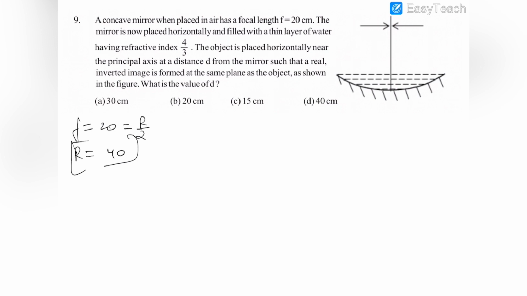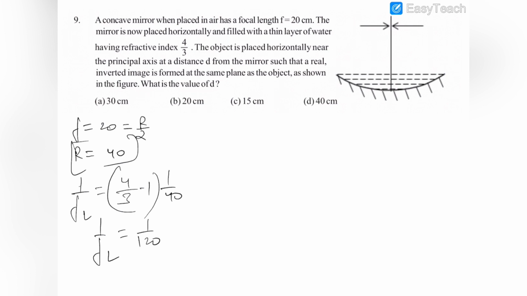So we can see that this system will still behave like a mirror, and the lens which is formed due to water will have a focal length FL, and we can estimate FL by the formula. This is the lens maker formula, which is mu minus 1 into 1 by r. So r is equal to 40. So you can see that 1 by FL will be equal to 1 by 120, and FL will be equal to 120. Okay, so this is the focal length of the lens.